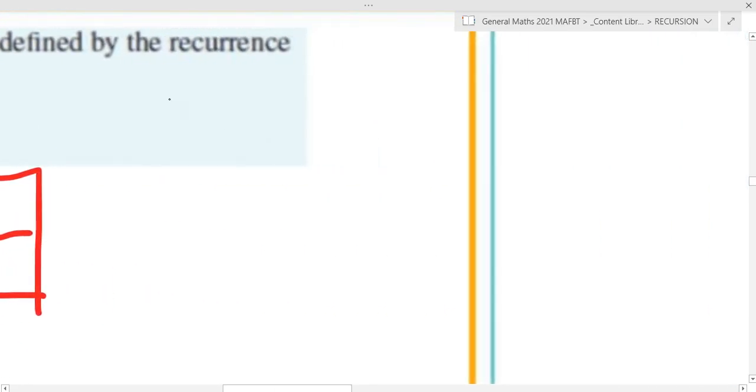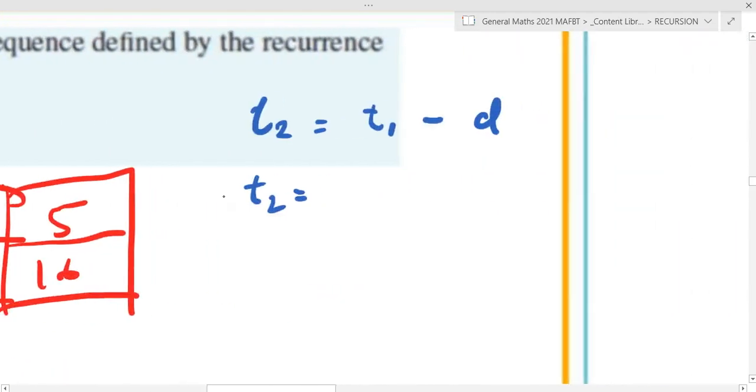I remember Joseph mentioned before he did this. So he went T2 is equal to T1 minus the common difference, with T1 having a value of 24.